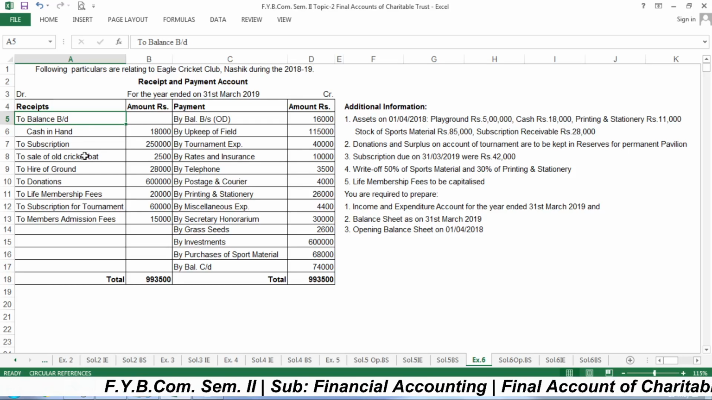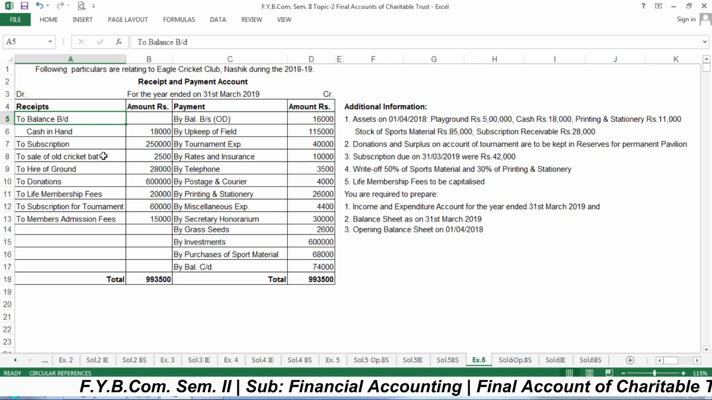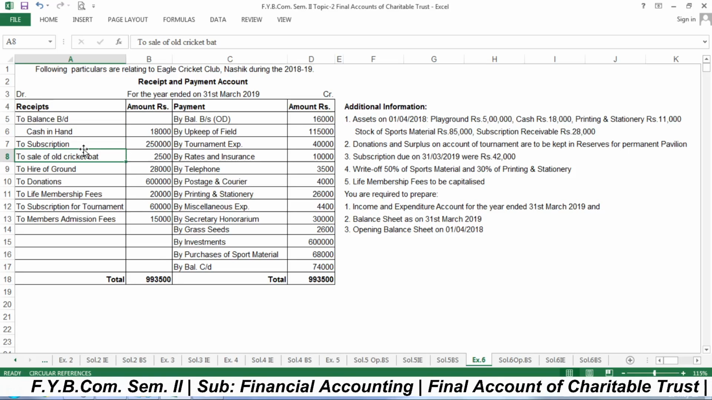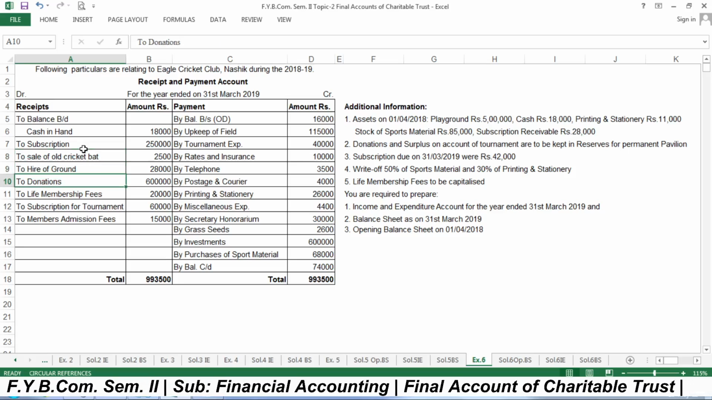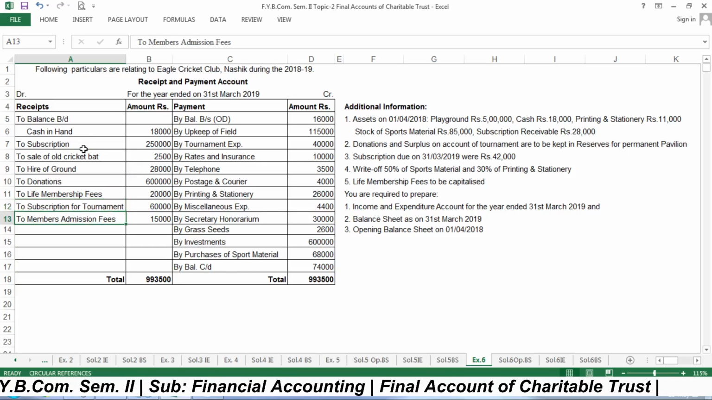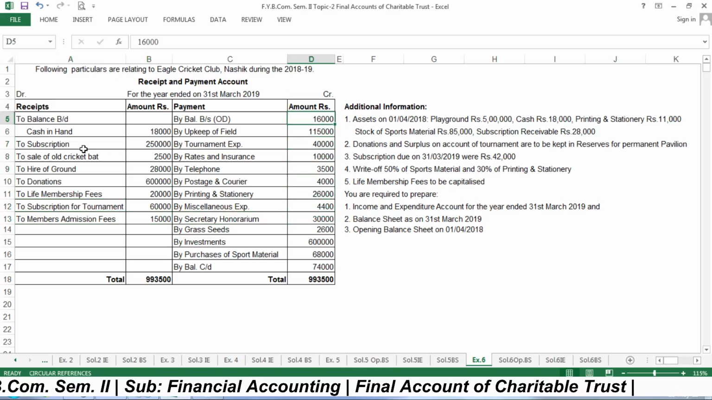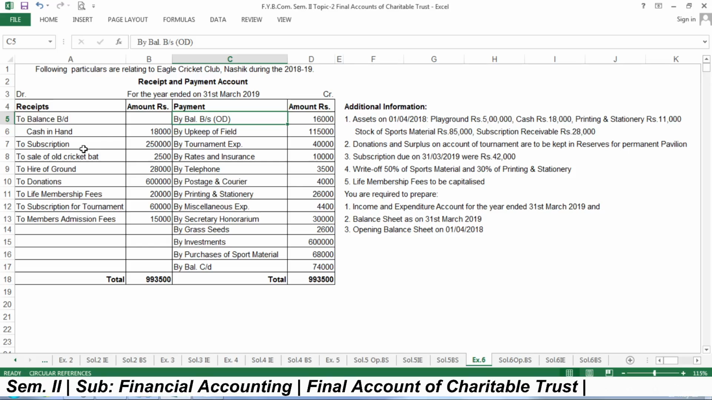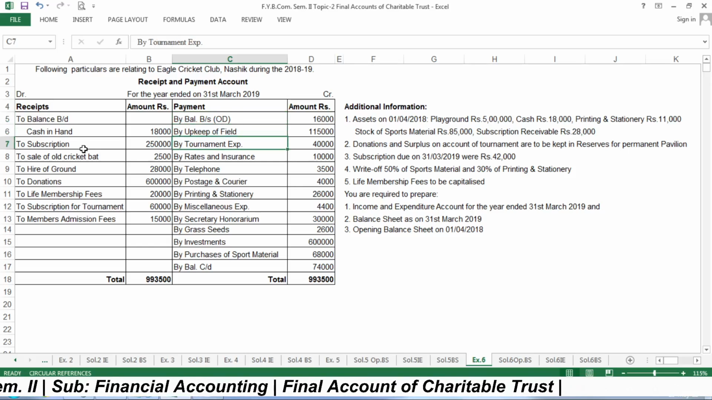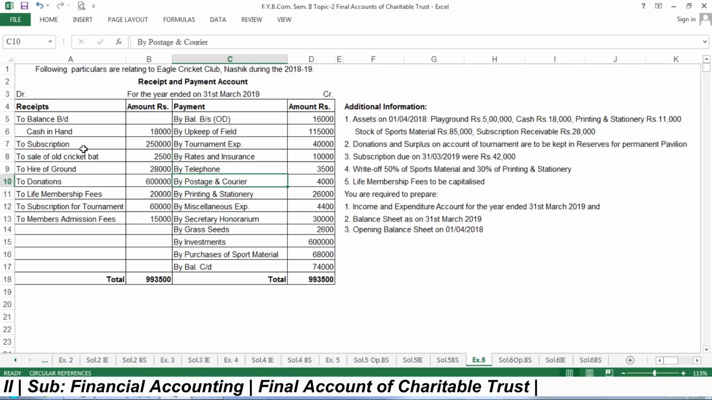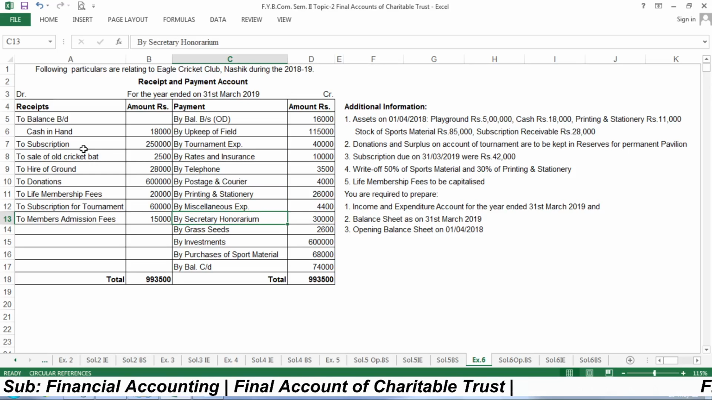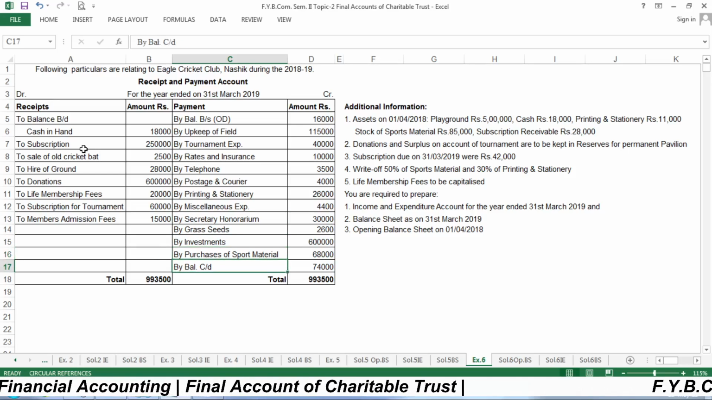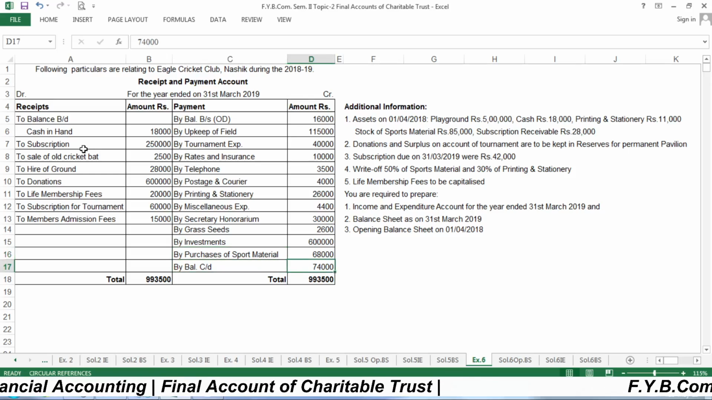have. We have a receipt of rupees, opening balance of cash is rupees 18,000. Then we have subscription. We received sale of old cricket bat, then hire from ground, donations like membership fee, subscription, and membership fees. After that, we have some payments, that we have a credit balance of cash, that is bank overdraft of rupees 16,000. Upkeep of field, tournament expenses, rates, insurance, telephone, postage and courier, printing, stationery, miscellaneous, secretary honorarium, grass, seeds, investment, and purchase of sports material. As well as we have a closing cash balance of rupees 74,000.